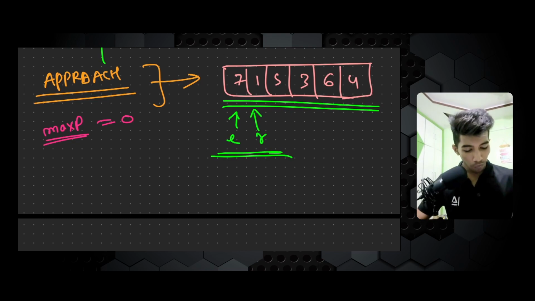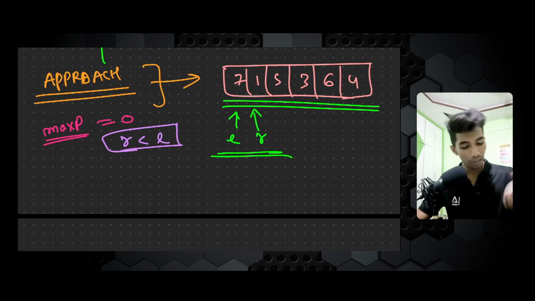Firstly we will compare R and L. When we compare R and L, or 1 and 7, if the R value is lesser than L, then what I will do? If R value is lesser than L, then I will just change the R to L. Got the thing? If R is lesser, I will change my R to L, and shift this R pointer to here. Now my new R will be here.